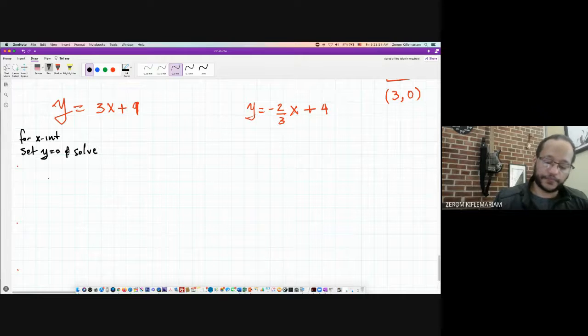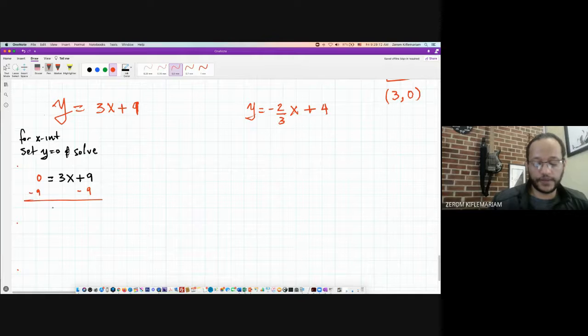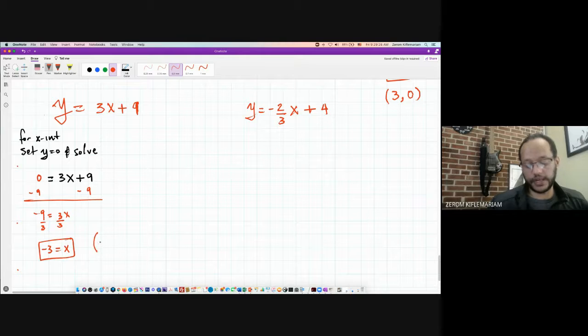So 3x plus 9 is the equation. What am I changing? The y value, I'm going to make it 0. Take away 9 from both sides. Negative 9 is equal to 3x, divided by 3 on both sides. Negative 3 is equal to x. So what is my x-intercept? X is negative 3. As a coordinate, when x is negative 3, y is 0. So that would be my x-intercept.